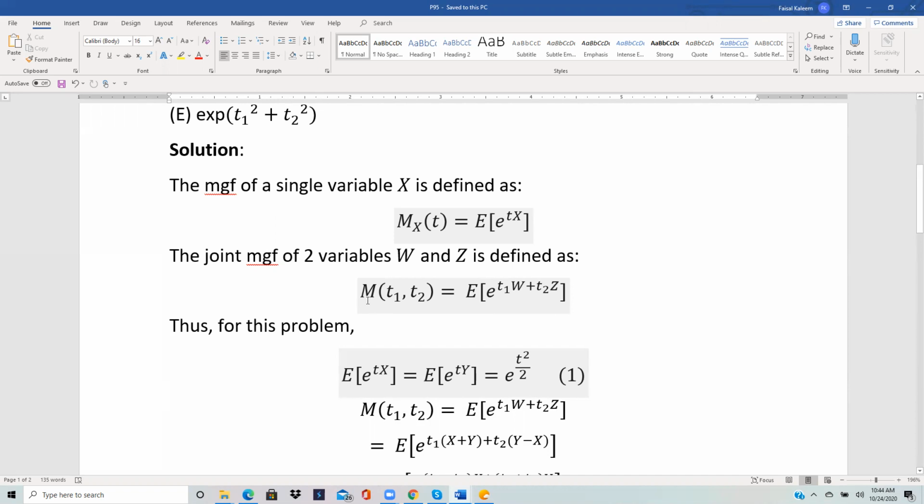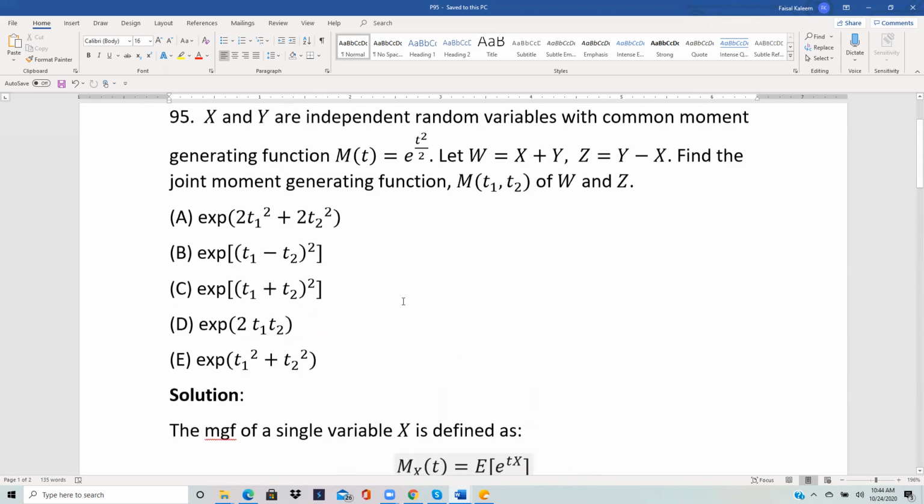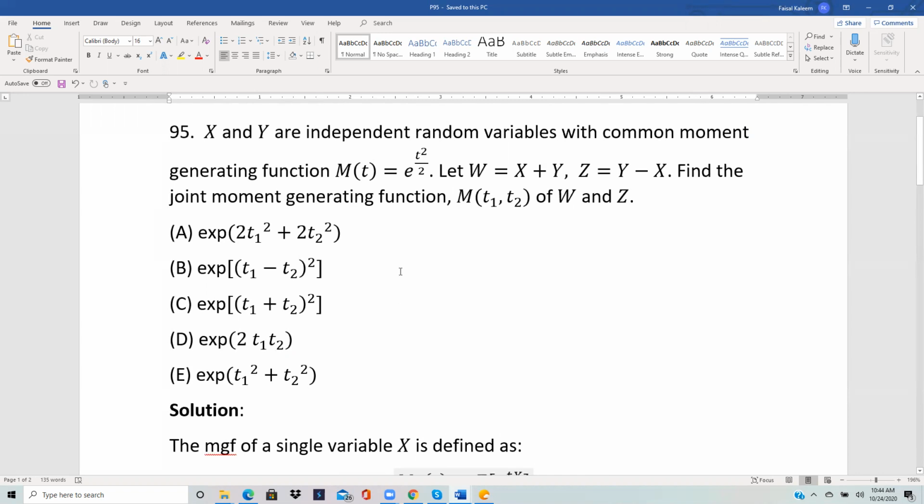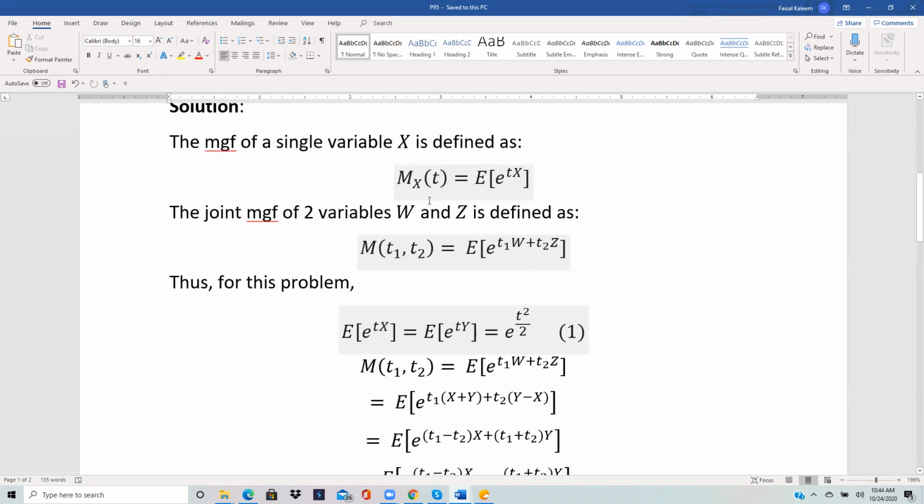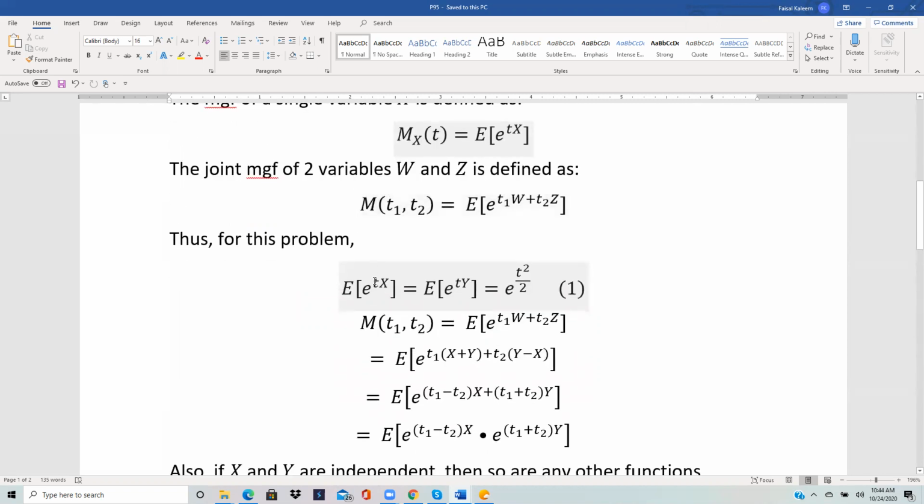So for this problem, we are given that the MGF of X and Y is e power t squared by 2. What that means is that the expectation of e power tX is e power t squared over 2, and also the expectation of e power tY is e to the t squared by 2. Both X and Y have the same MGF. And this will be used later on. That's why I've numbered this equation.